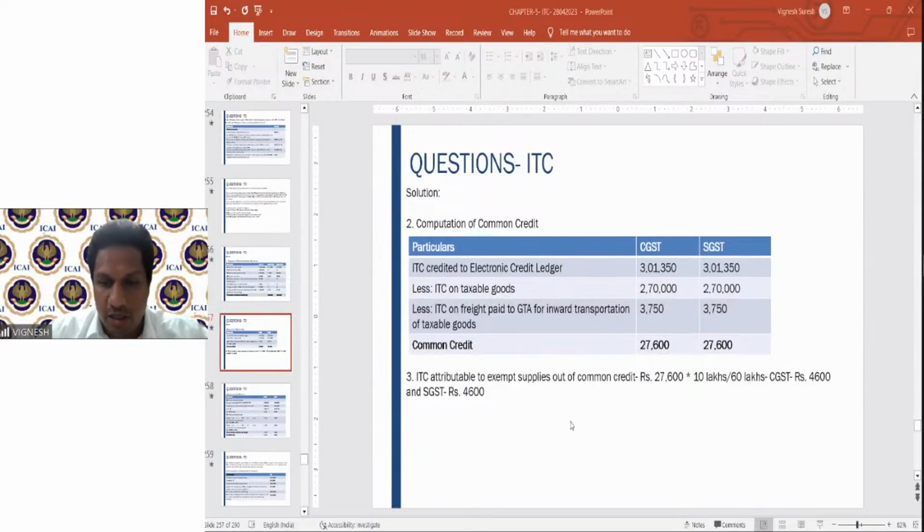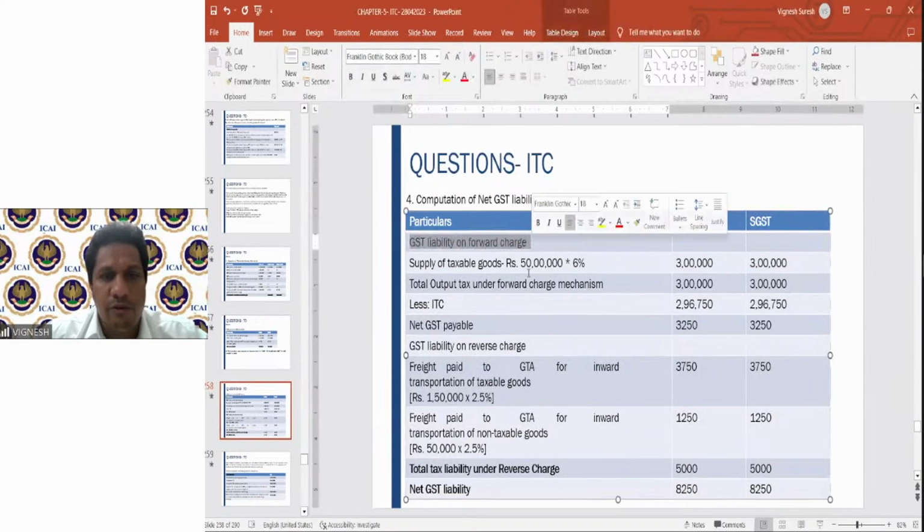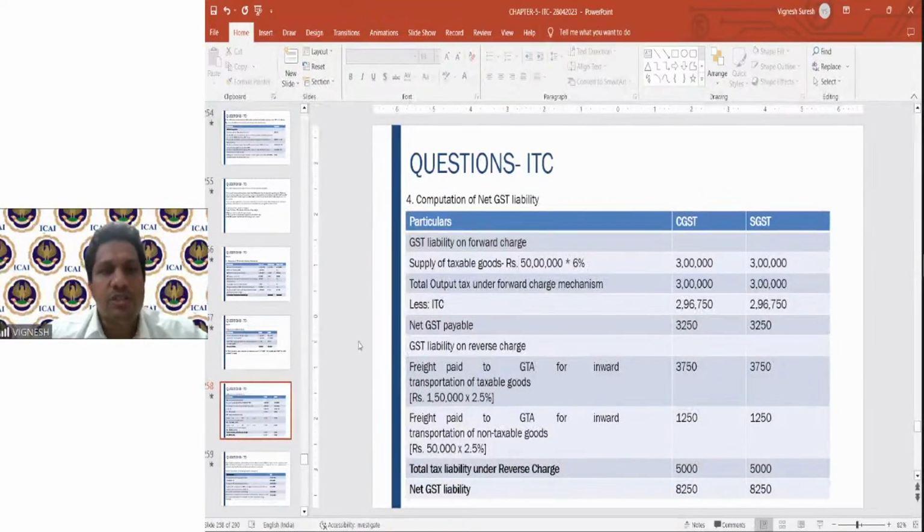I hope you got the point. I hope everyone is following. Okay. So therefore, here what do you do? Net GST payable. First, work out the GST liability on forward charge. Very simple. Taxable goods is 50 lakhs into 6%, 3 lakhs is the output charge.